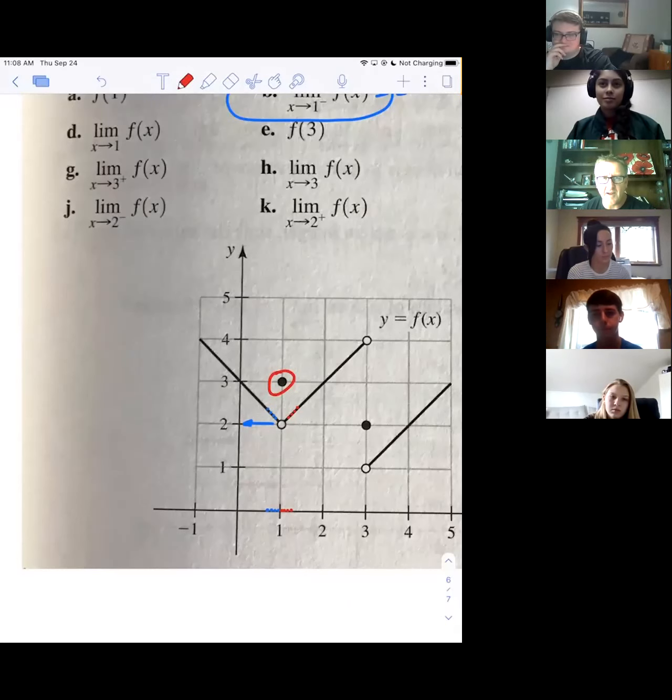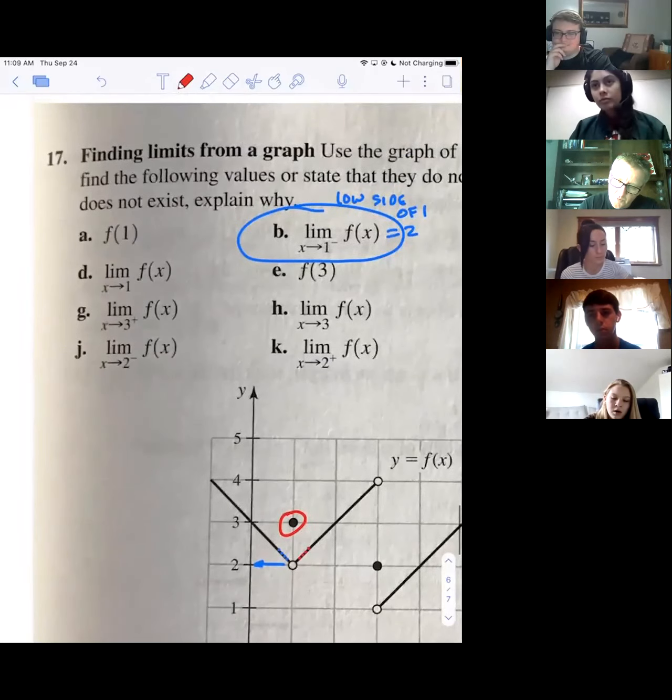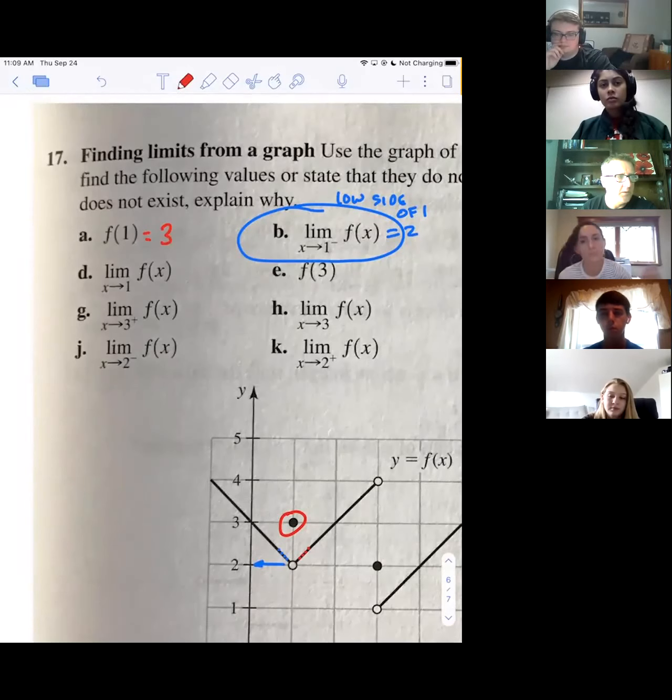Now that never happens in calculus. It's not just like surprise, it's something else. So the actual answer to the limit or when x is 1 is actually 3. But if you're to get really close from both sides, it's actually on its way to 2.